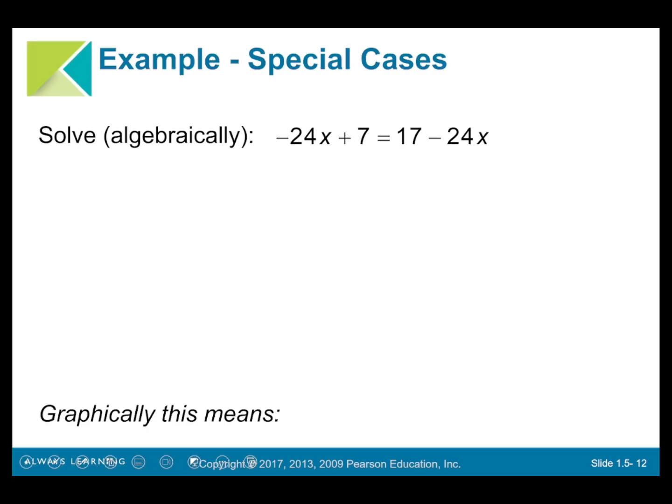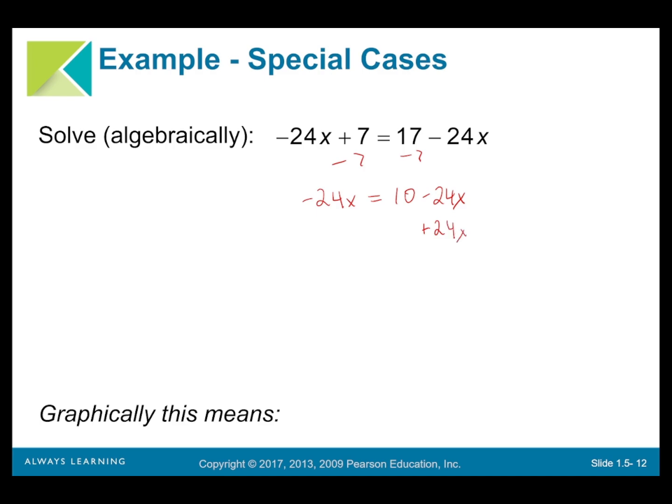So let's see a few more examples. And these are actually going to be a couple different special cases that you'll have to get used to. So like I said, I always want to move my x values to one side and non-x values to the other. So let's do that. Let's subtract 7 from both sides. And I get minus 24x equals 10 minus 24x. Now I'm going to add 24x to both sides.